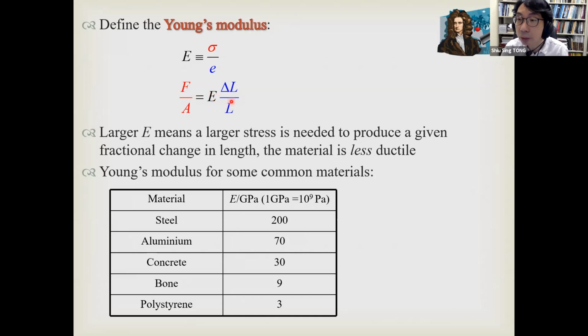Now you can see from this formula that the unit for the Young's modulus is the pressure. Delta L over L, the length divided by length, does not carry a dimension. So the dimension for E is actually equal to the dimension for the stress. The dimension for the stress is the pressure, and the unit for pressure is Pascal. So you have a Pascal here as a unit for the Young's modulus.